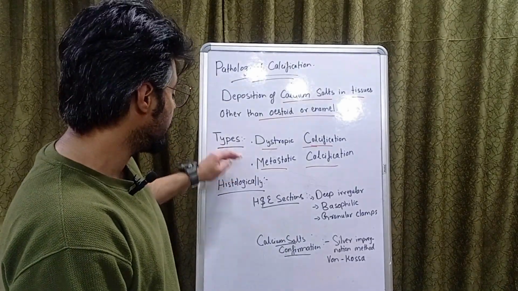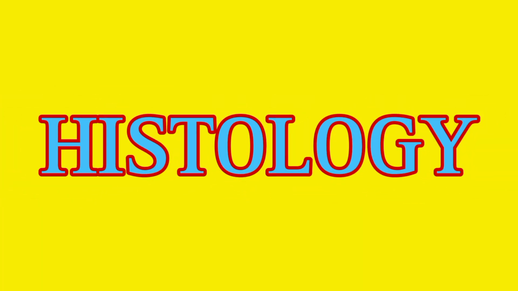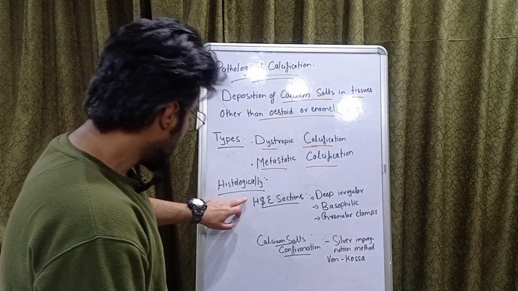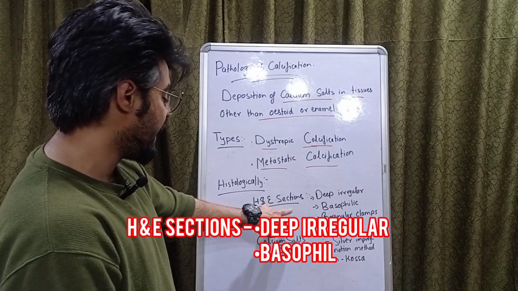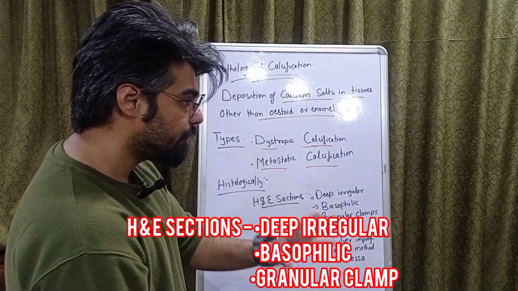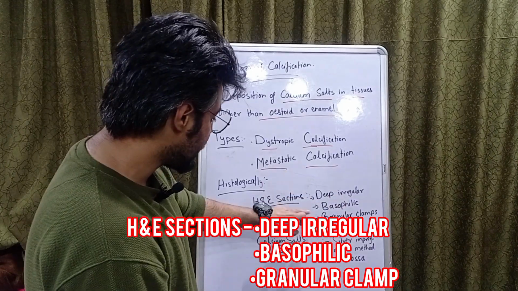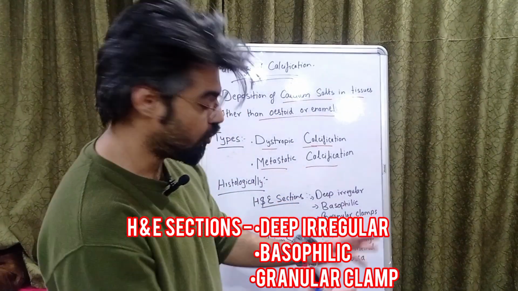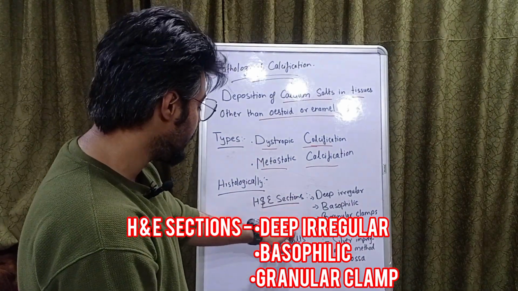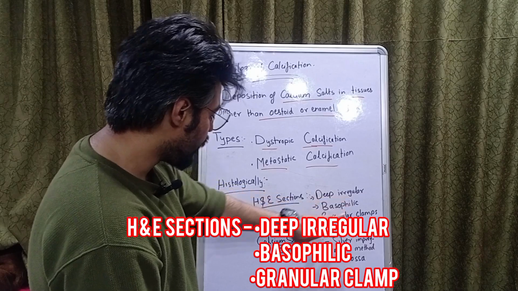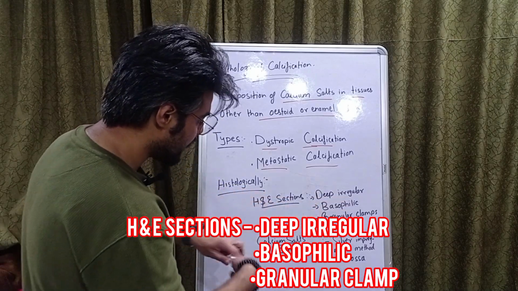Now let's come towards the histology. Histologically, in usual H&E sections, how will you see the presence of calcium salts? They will appear as deep, irregular, basophilic, and granular clumps.